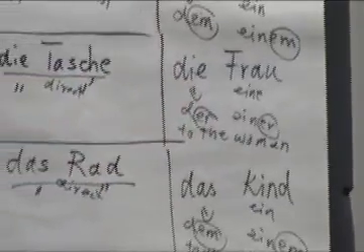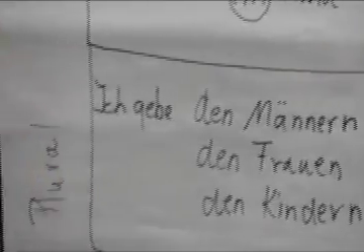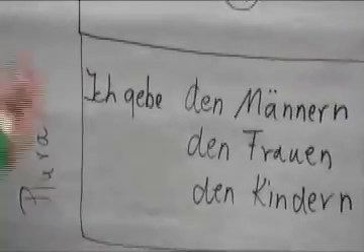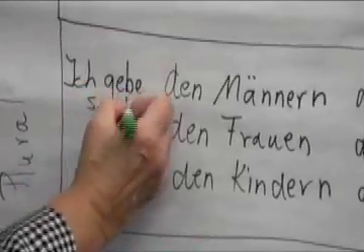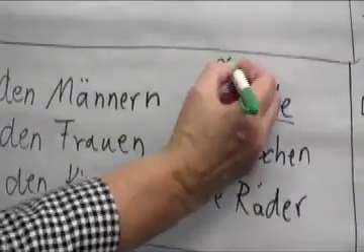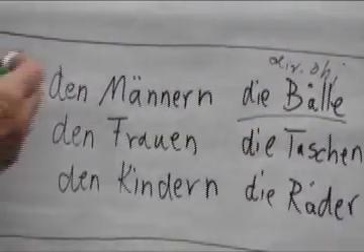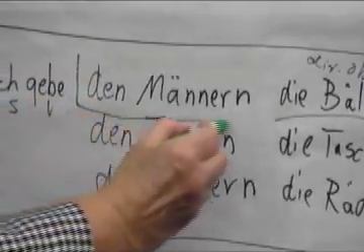All right. Down here I'm giving you a plural example. Now I am giving the men the balls. Okay, so again, subject, verb, direct object. I am giving the balls. Direct object. To whom am I giving the balls? To the men.